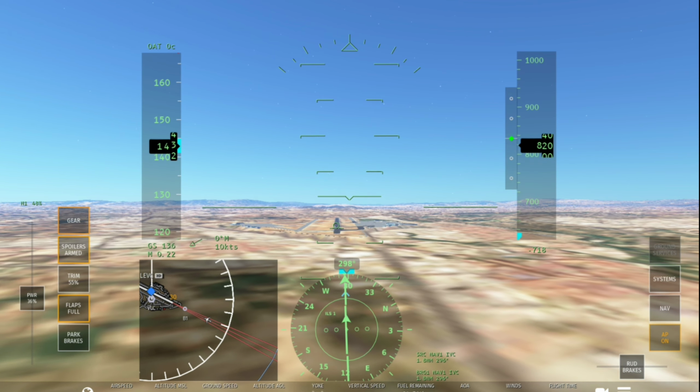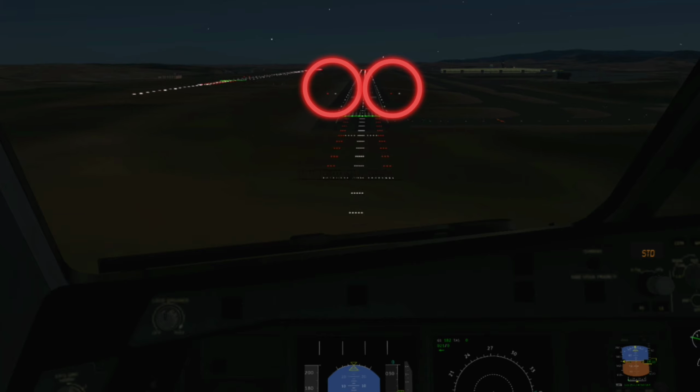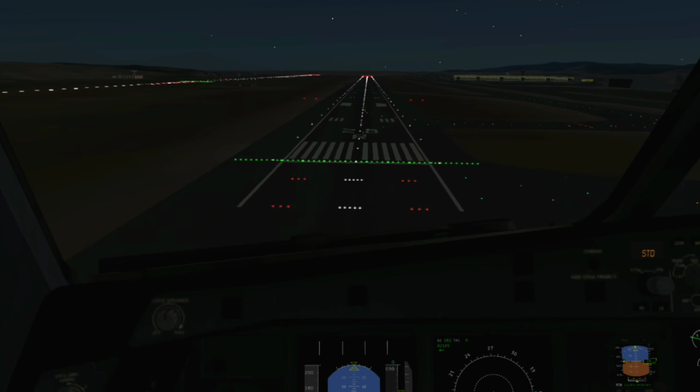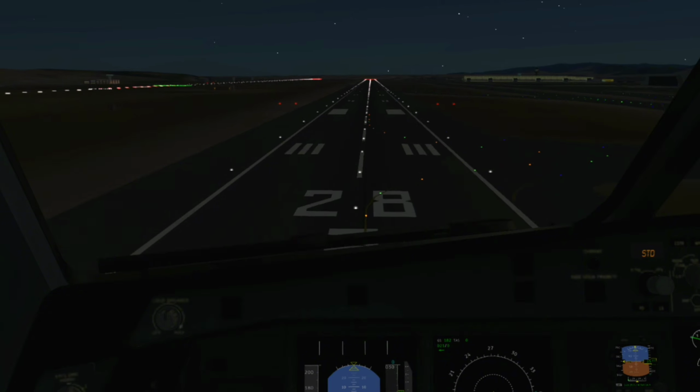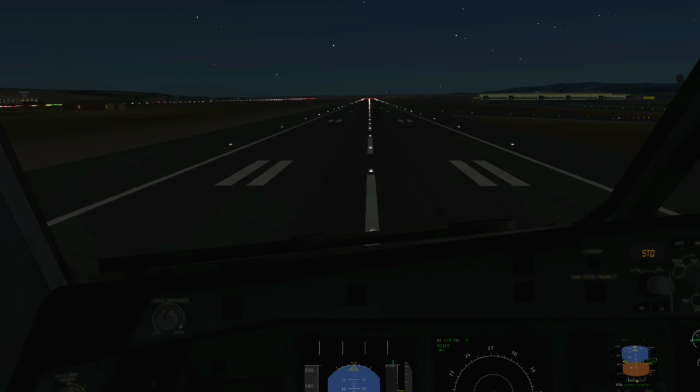But if for some reason you don't have these, there are two lights beside the runway. One of them should be red and the other one should be white. If it is like that, then you're on a good glide slope. If both are red, then you're too low, and if both are white, then you're too high.